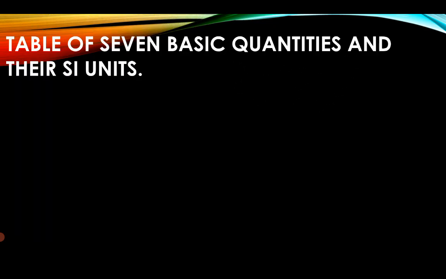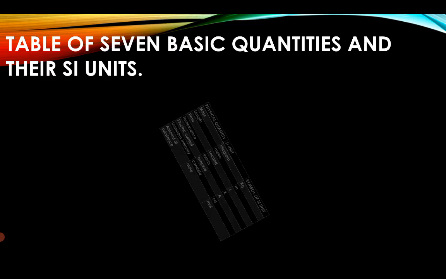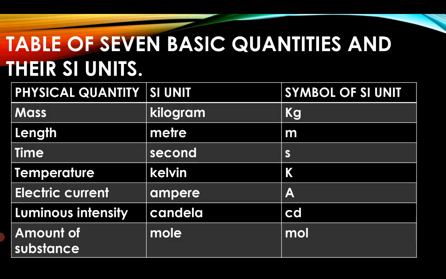Right, so in physics there are 7 basic quantities. These you need to memorize, and for each quantity you have to know the SI unit, as well as the symbol of the SI unit. This table here gives you a summary of the physical quantities and their SI units.